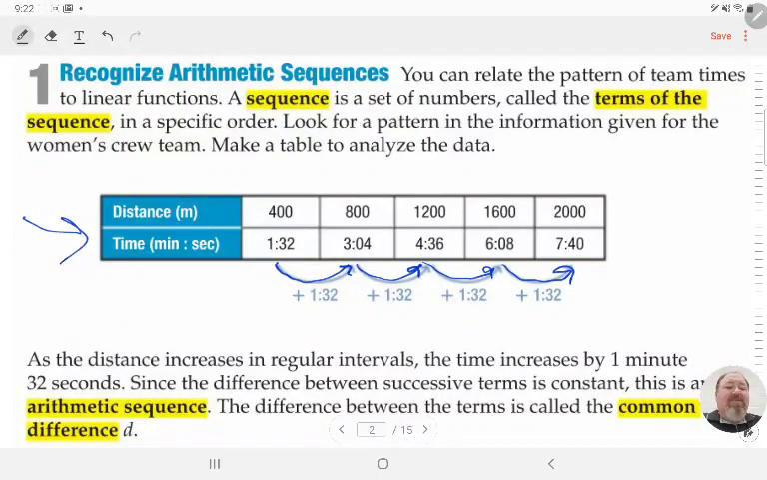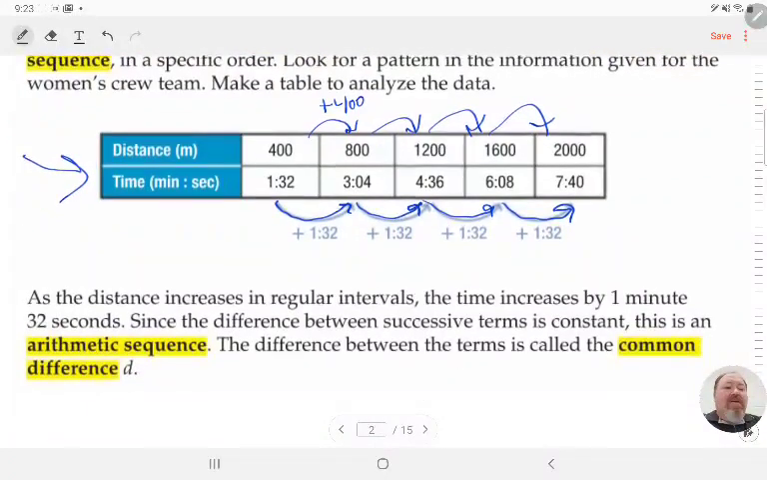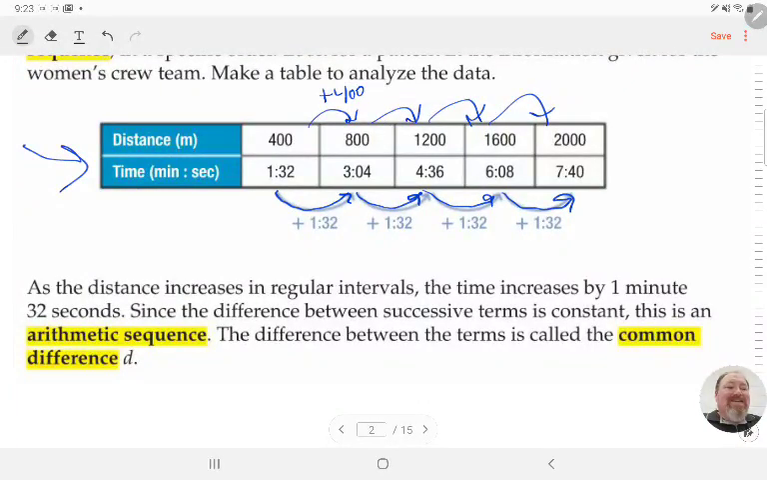So as the distance increases in regular intervals, by 400, okay? Same. So as the distance increases in regular intervals, the time increases by 1 minute 32 seconds. Since the difference between the successive terms is constant, this is an arithmetic sequence. The difference between the terms is called the common difference, or the d, okay?